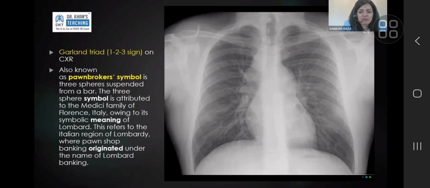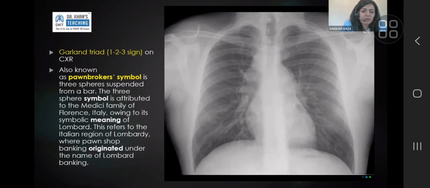These two signs are just used to describe the very typical appearance of bilateral hilar and right paratracheal lymphadenopathy. The same appearance you could see in TB as well, but these signs are reserved more for sarcoidosis. The pawnbroker sign is an interesting sign.